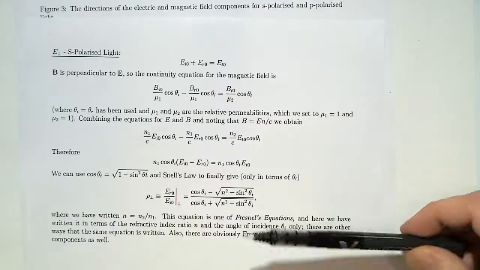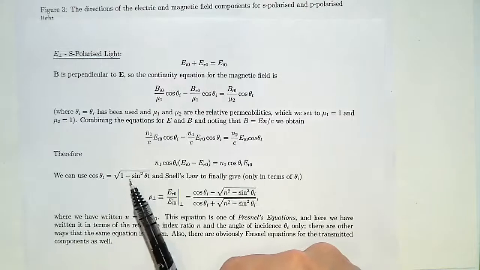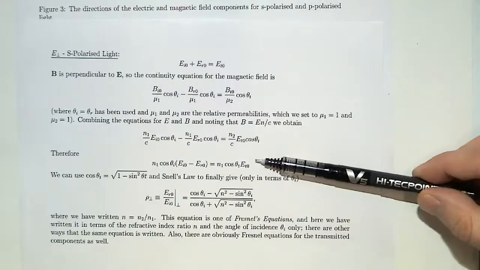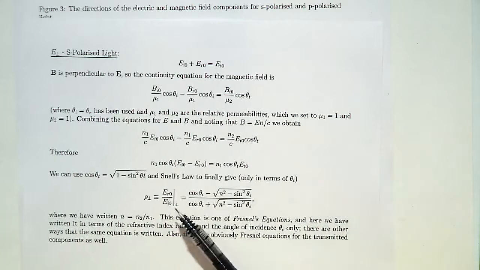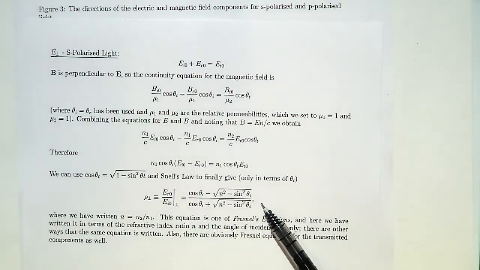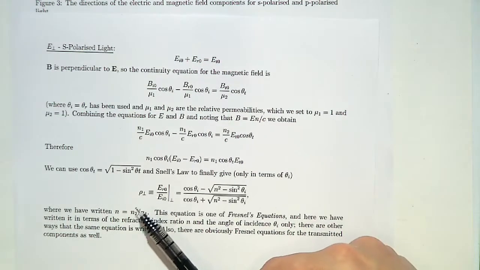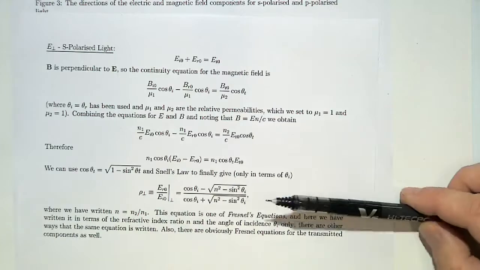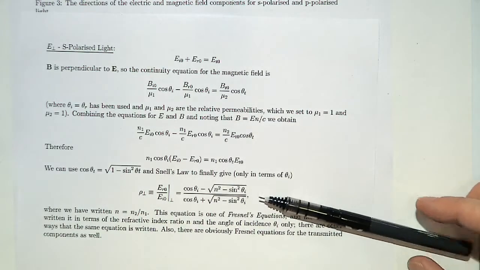Okay, so this is a bit fiddly. What we do is we use cos theta T equals the square root of 1 minus sine squared theta T, and we substitute in here. We obtain the ratio of the reflected electric field to the incident electric field, and it looks like this. This is rho perpendicular. This is the ratio of the strength of electric fields. It is not the reflectivity R, which of course is the square of that number. Now you can write down that expression in a number of ways.